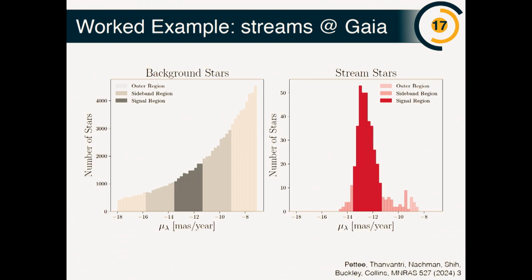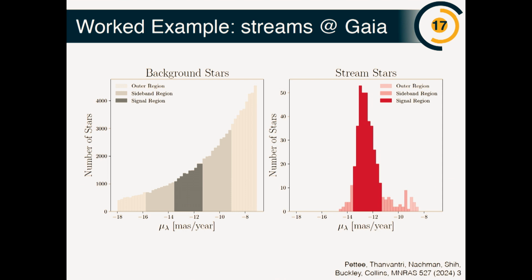This mu here is the proper motion. The background stars on the left, in one particular patch of the sky, are featureless. It's kind of smooth, and you can imagine constructing a signal region and a sideband region away from there. The stream stars, in this particular simulated stream, are localized. So just using this one dimension alone, you could try to find something that's overdense.